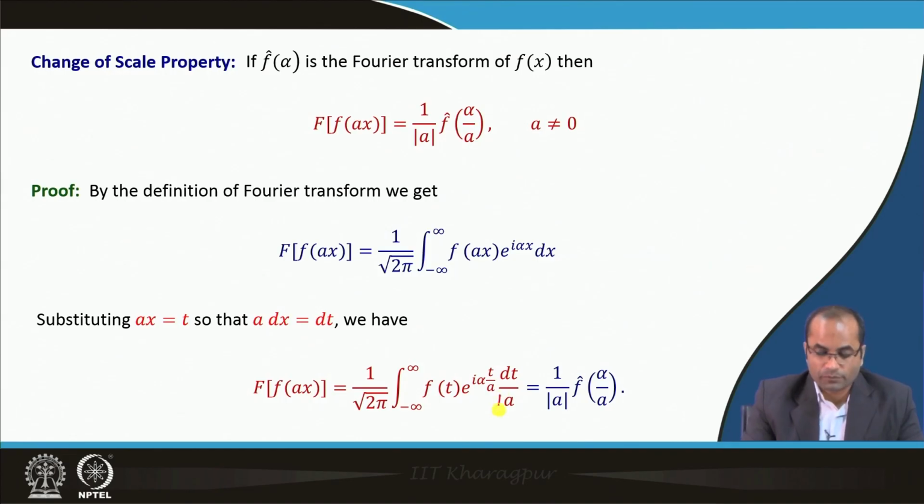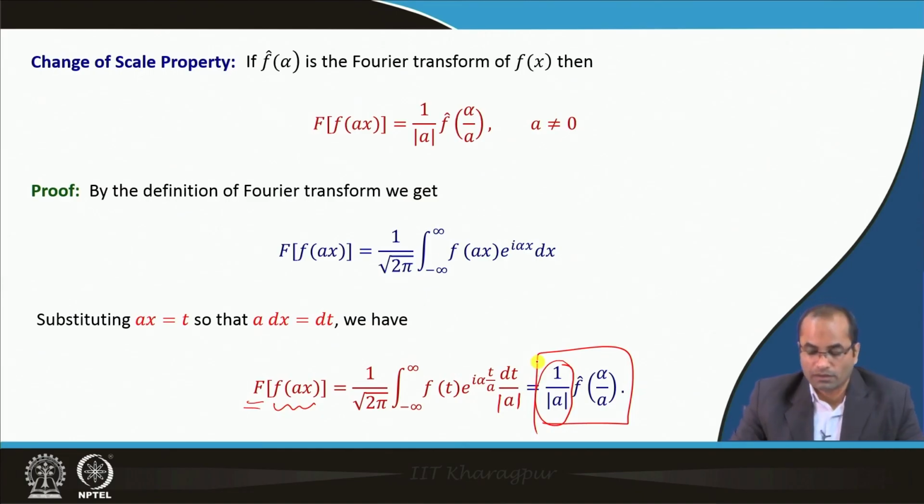So that is the scaling property we have, which says that the Fourier transform of f(ax), then this 1 over the absolute value of a will come out, and then we have the Fourier transform at α over a. So this f hat was the Fourier transform of f(x), and now the α will be replaced by α over a.